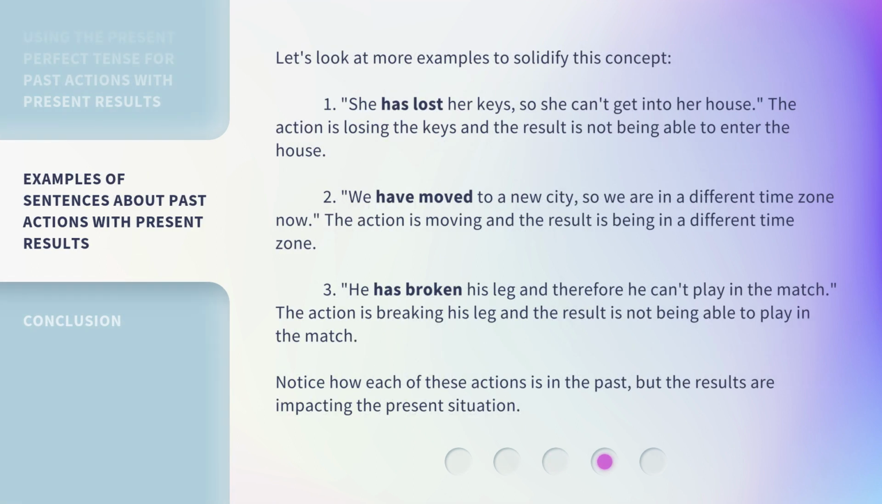Let's look at more examples to solidify this concept. 1. She has lost her keys, so she can't get into her house. The action is losing the keys and the result is not being able to enter the house. 2. We have moved to a new city, so we are in a different time zone now. The action is moving and the result is being in a different time zone. 3. He has broken his leg and therefore he can't play in the match. The action is breaking his leg and the result is not being able to play in the match. Notice how each of these actions is in the past, but the results are impacting the present situation.